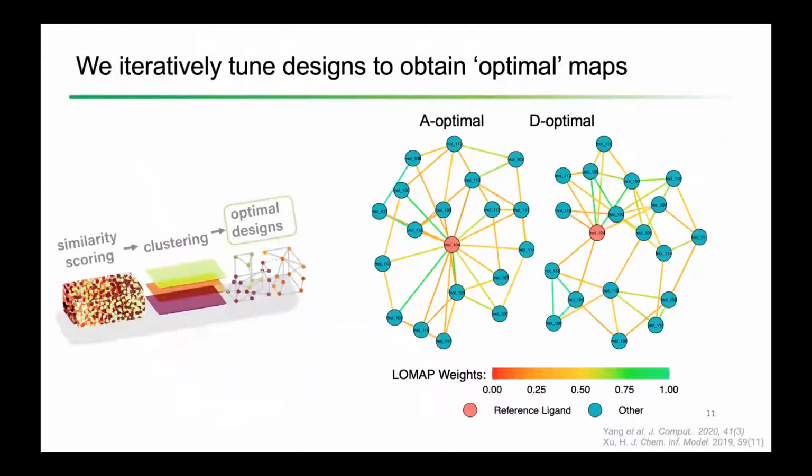This process is what we call optimization to form these optimal maps. The two main ones that we focus on in O-LOMAP are called A-optimal and D-optimal. These are just two different ways of minimizing the total variance and covariance. And for more details, I have an upcoming preprint that should be out soon. There's also more information in Yang and Huafang's 2019 and 2020, I think I switched the years here, publications.